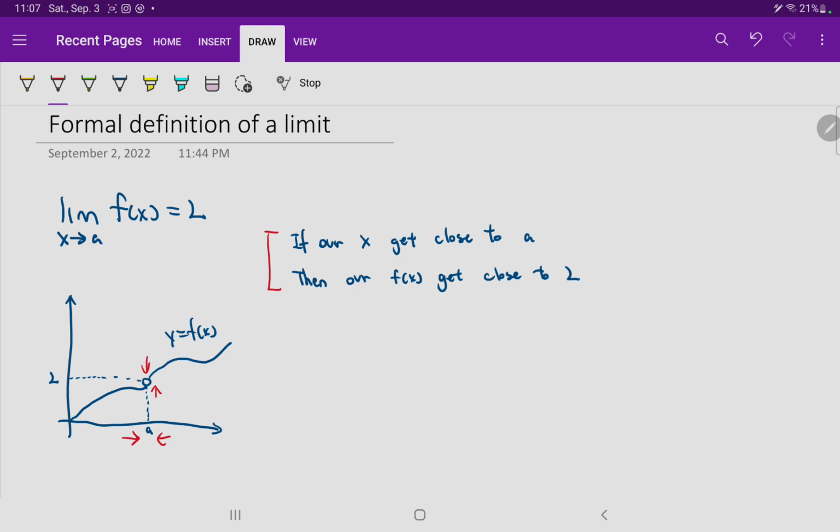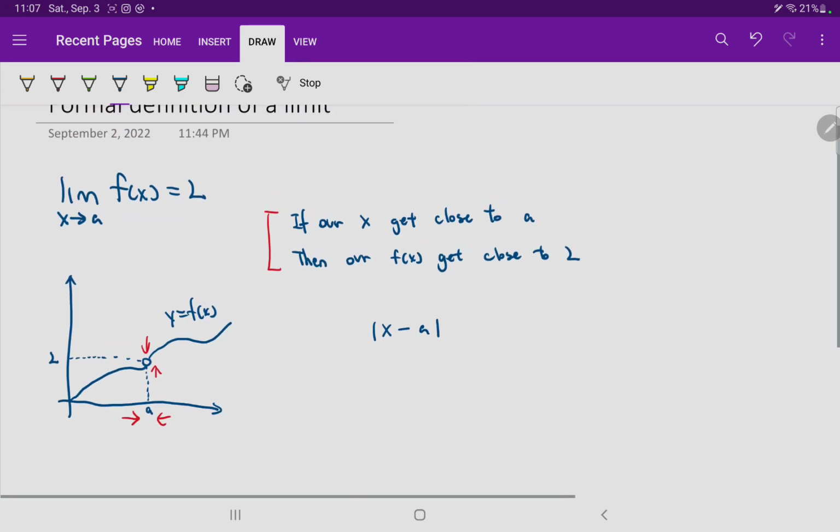Well, let's look at our first part. Our first part says that if our x gets close to a. So how do we translate that into mathematics? The first step is that you want some kind of expression that links the relationship between x and a. And we do that by writing the absolute value of x minus a. So what does this exactly mean? Well, this means the distance between x and a.